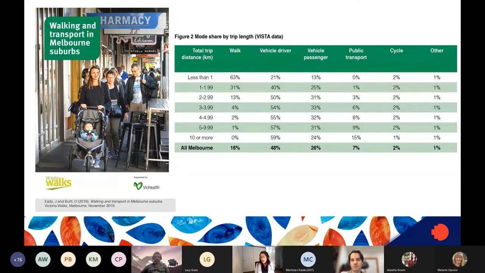I might go from a house to the train station, and then from the train station at the other end, I might walk to my work. But when we analyze the trip information, we just take into account the longest mode. And when they do so, they found that 16% of the trips were walking.